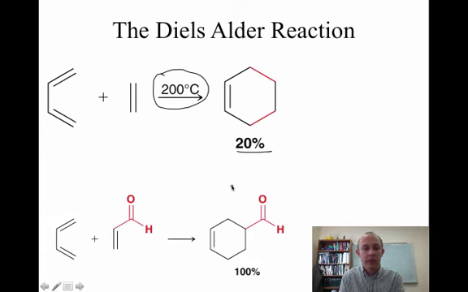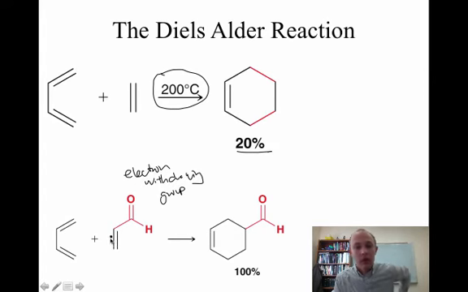One way to improve the Diels-Alder reaction is to attach an electron withdrawing group to your dienophile. So in this case, we have an aldehyde. It has an electronegative oxygen atom, which is pulling electrons out of this dienophile, which makes it more reactive, which means that this reaction can proceed much more readily and give us a much better yield of our product. So we'll talk about that more on a future slide.